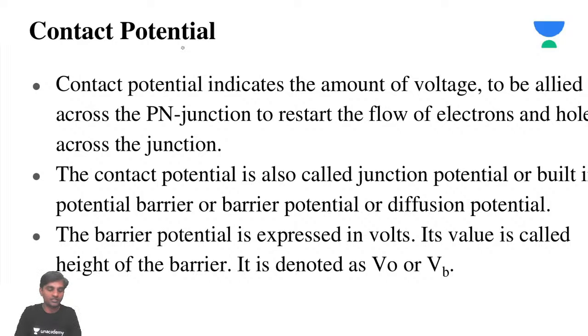Now you can see here. So what do you mean by contact potential? Contact potential is the amount of voltage to be applied across the PN junction to restart the flow of electrons and holes across the junction.